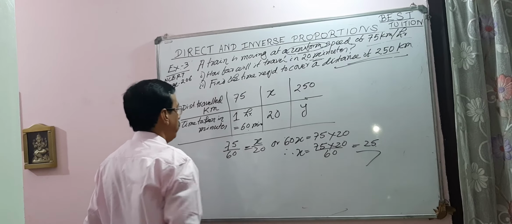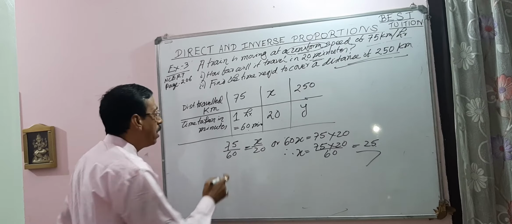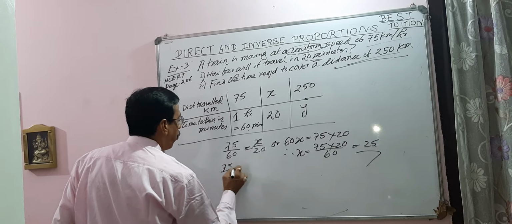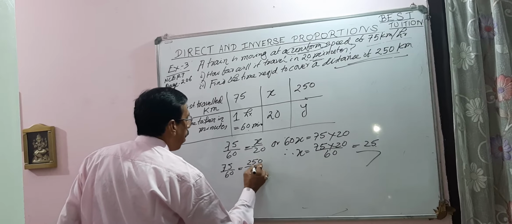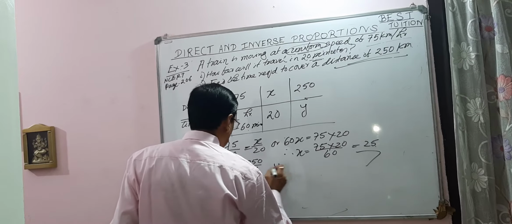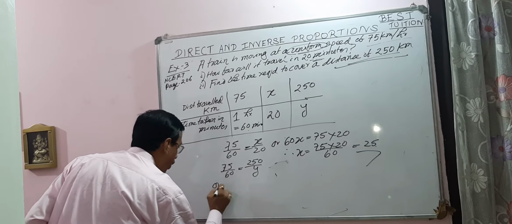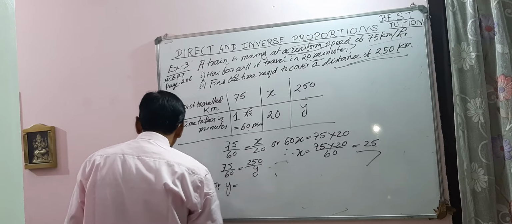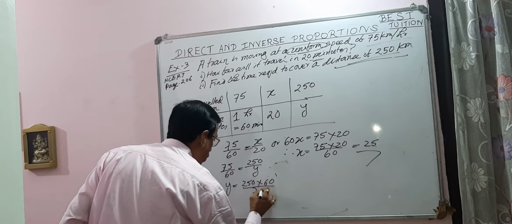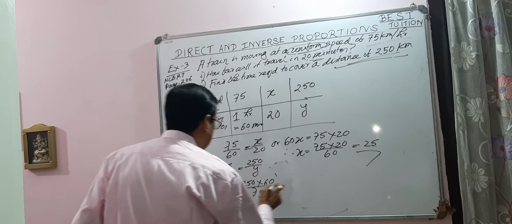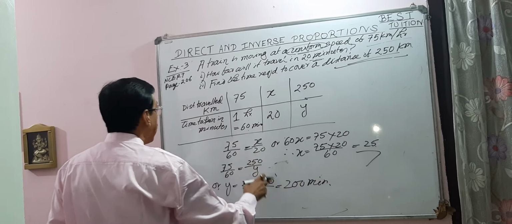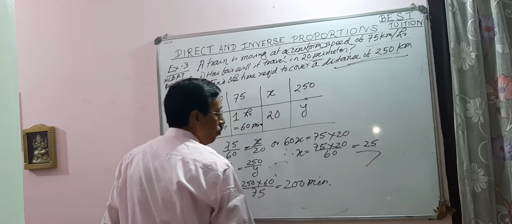Okay. Now let us solve this. We have to find out y. Here the same principle I shall apply. 75 by 60 is equal to 250 by y. If you cross multiply, then you will get y is equal to how much? 250 into 60 divided by 75. If you reduce it, you will get 200 minutes. So you get time taken in minutes. So it is 200 minutes.